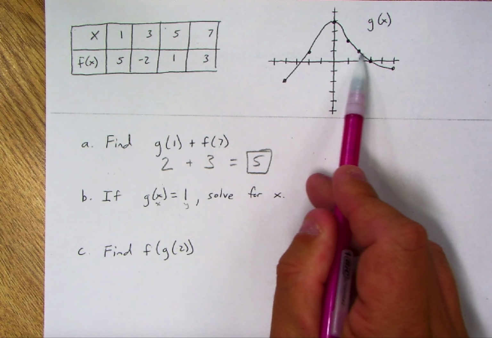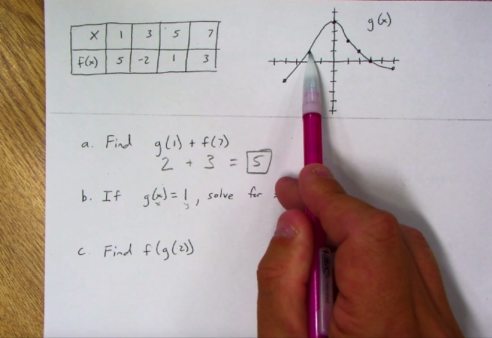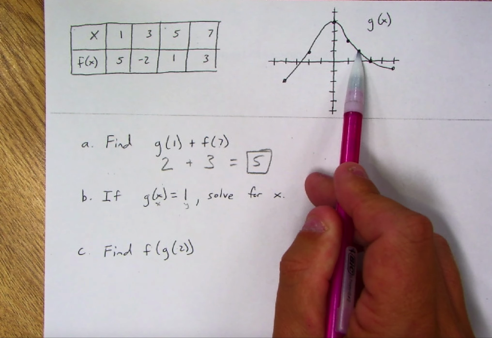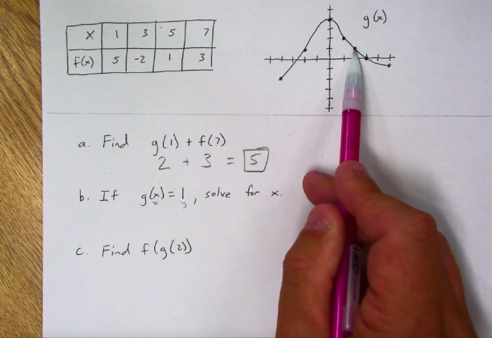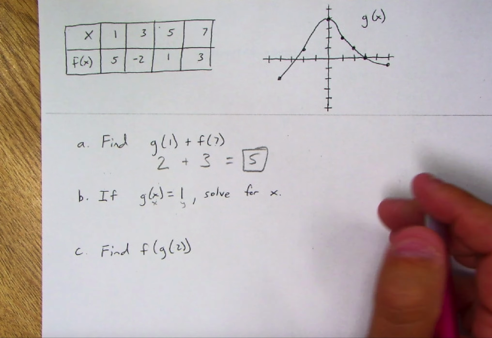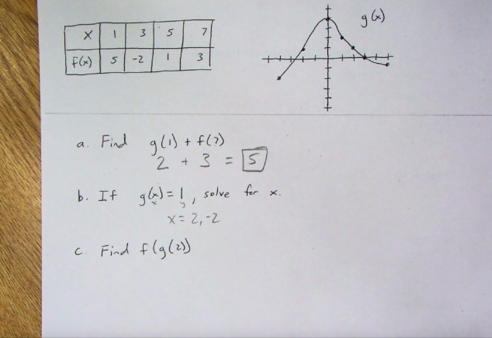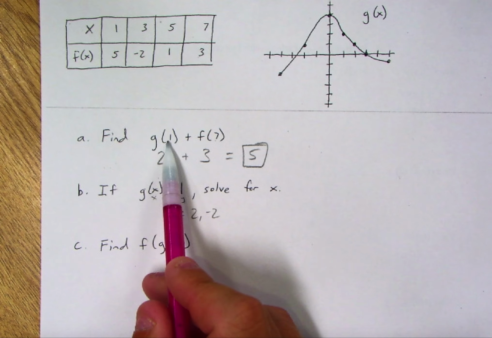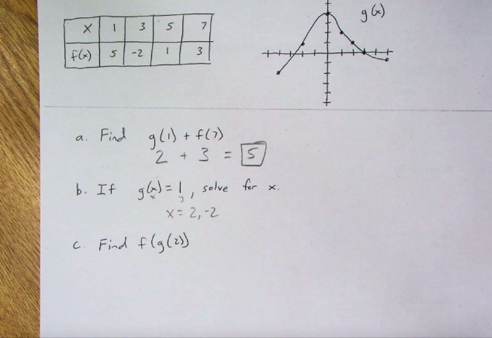Like if I go across left and right, what's the x-coordinate of this point? What's the x-coordinate of this point? That's what's being asked. When the y value is 1, where are the x values? So this x value is 2. This x value is negative 2. So I would say x equals 2 and negative 2. So notice on the first one, we were looking for y values. And then on this one, they give the y value, and you're looking for x.